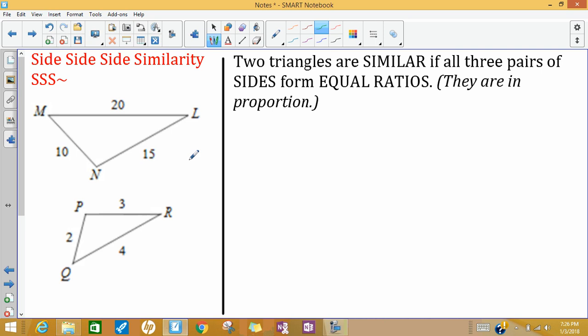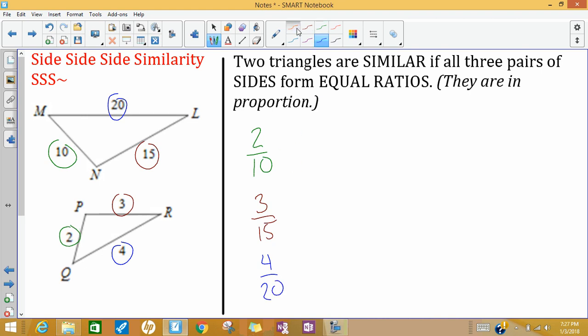We can also use side-side-side similarity. And in side-side-side congruence, we knew that three pairs of corresponding sides were congruent. Well, in this case, we know that three pairs of corresponding sides make equal ratios. That means if we write the fractions, they're all going to be equal. So I'm going to write small over big. I've got the smallest one here and the smallest one there, 2 over 10. I've got the middle one 3 and the middle one 15. I've got the biggest ones 4 and 20.